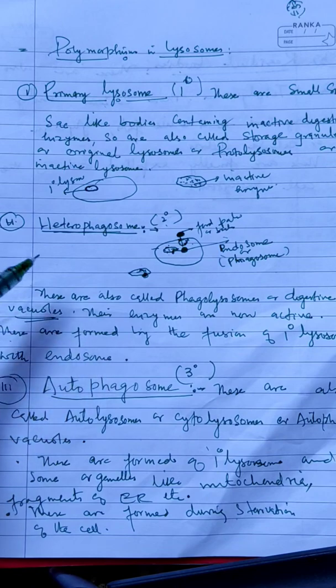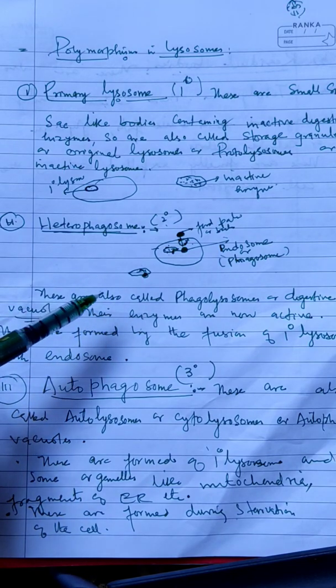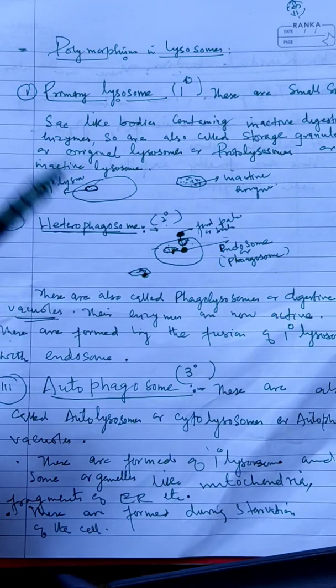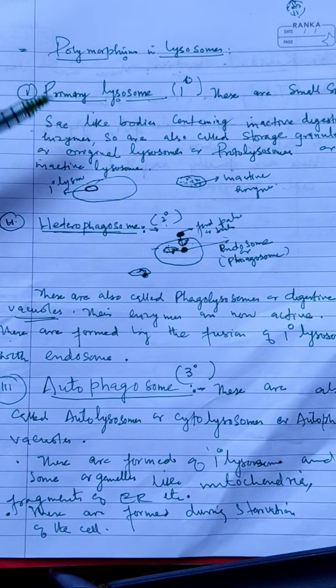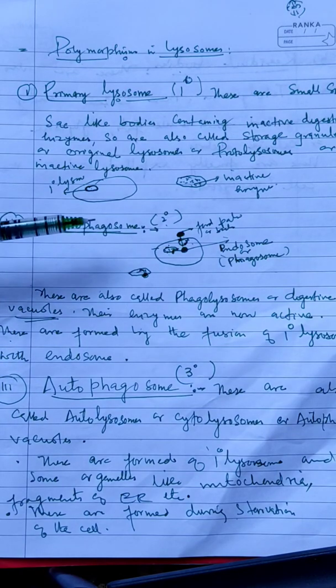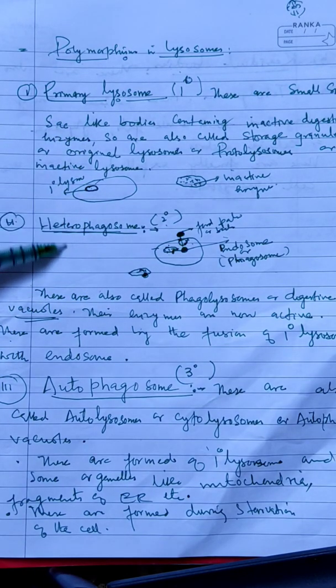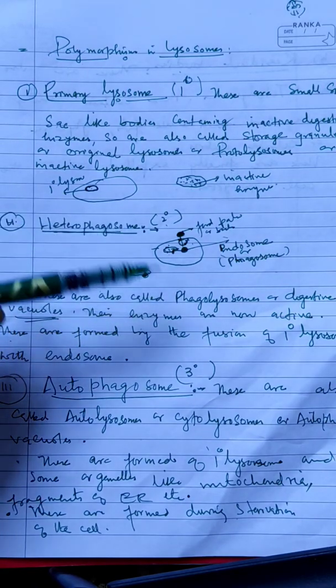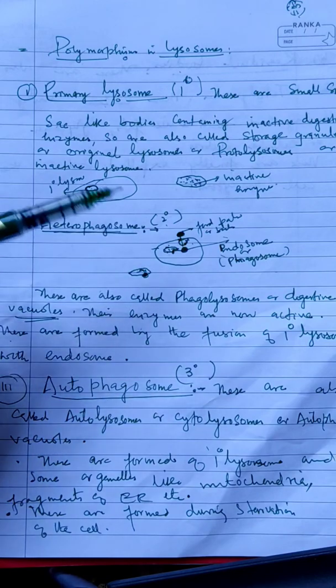Alright. Then the second is called the heterophagosome. Hetero means different, phago means eating, and some means body. These are also called phagolysosomes or digestive vacuoles. Now, the primary lysosome changes into the heterophagosome, because the primary lysosome is inactive. Its enzymes don't work. They don't perform any kind of activity. They are there in an inactive form. Then finally they change into the heterophagosome, which is an active bag of enzymes, and that's why they are called phagolysosomes. These are lysosomes which eat something, or digestive vacuoles.